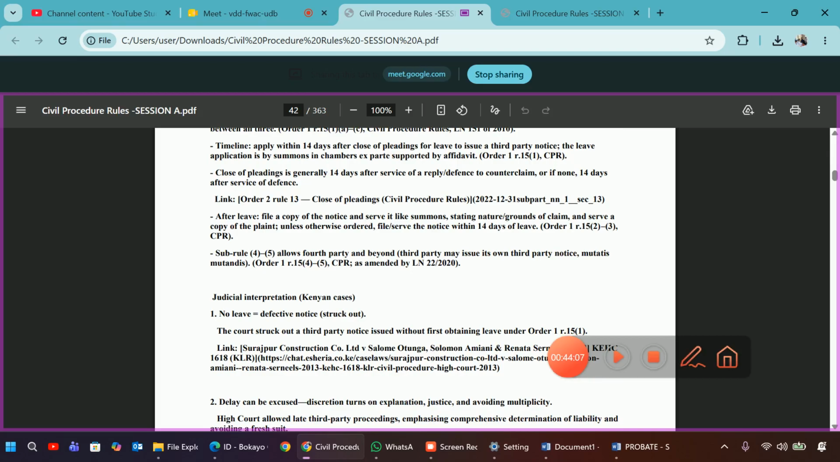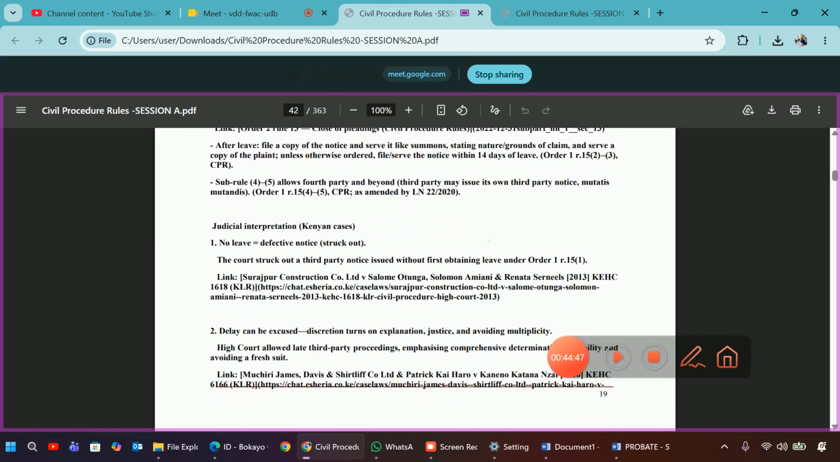Then after leave, file a copy of the notice and serve it like a summons, stating the nature and grounds of claim, and serve a copy of the plaint. Unless otherwise ordered, file and serve the notice within 14 days of leave. Sub-rules 4 to 5 allow fourth parties and beyond: a third party may issue its own third party notices mutatis mutandis. So there is no bar to a third party introducing a fourth party. Another key takeaway from this part is that leave must be sought for you to be granted these directions to bring a third party to the case.